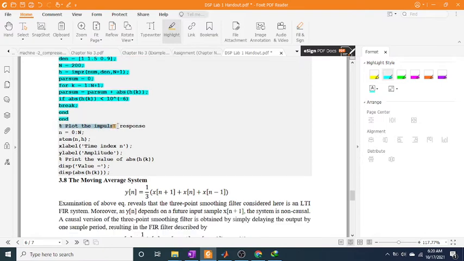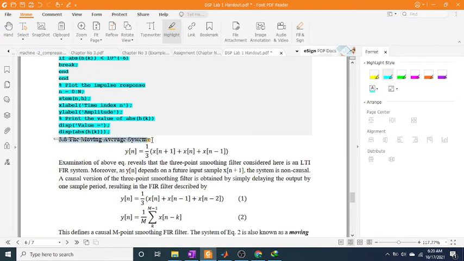Plot the impulse response. n = 0:N; stem(n,h); xlabel('Time index n'); ylabel('Amplitude'). Print the value of abs(h(k)): disp('Value ='); disp(abs(h(k))).